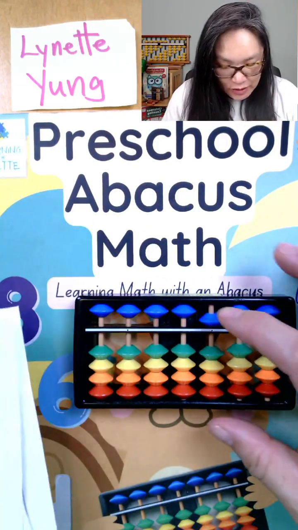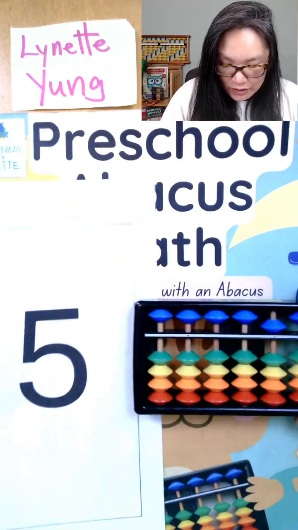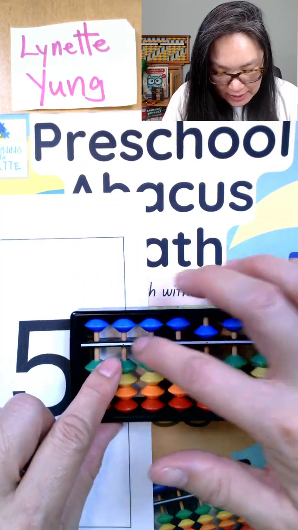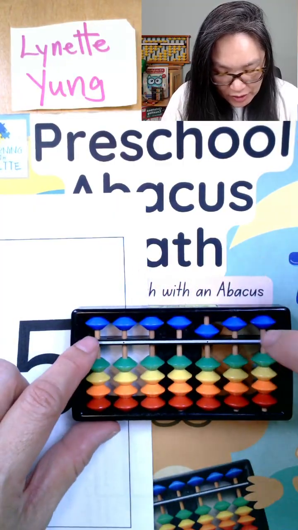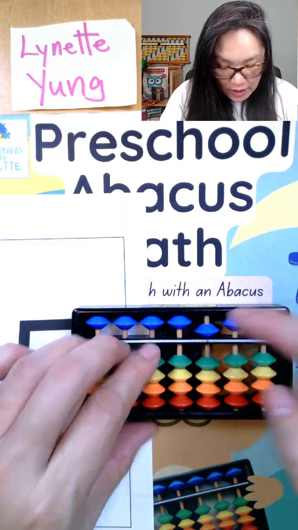So this is 5. How do I know that's 5? That's something we're going to have to remember. This is 5, because this bead is touching the beam. When the beads are touching the beam, that means the bead is counted.